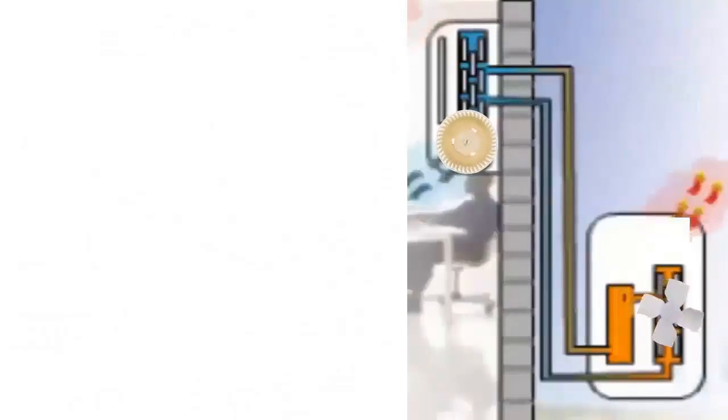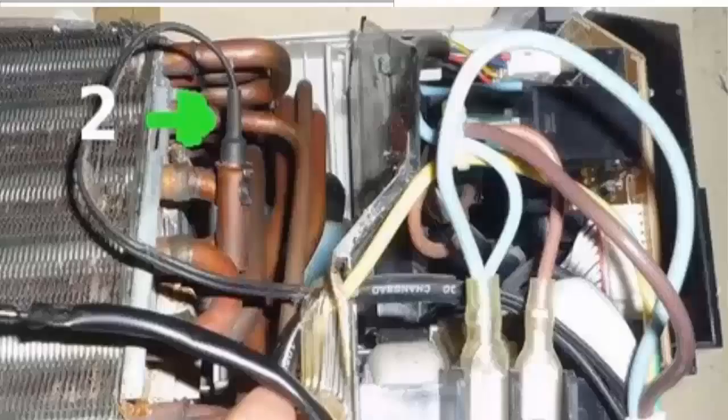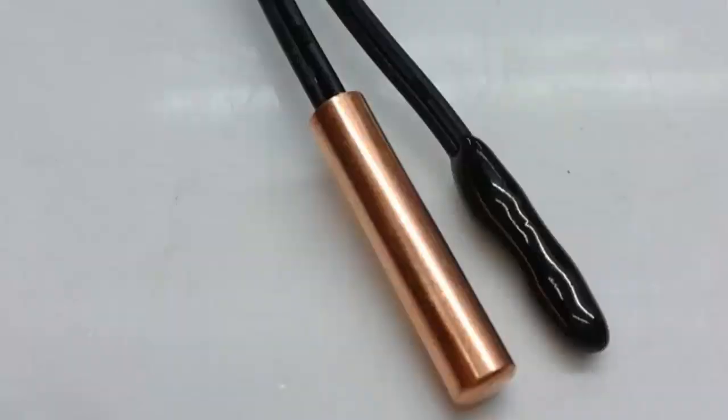However, in some Mabe inverter air conditioners, error code E2 is related to the well or pipe temperature sensor located in the indoor unit's coil, whose diagnostics we will cover later.